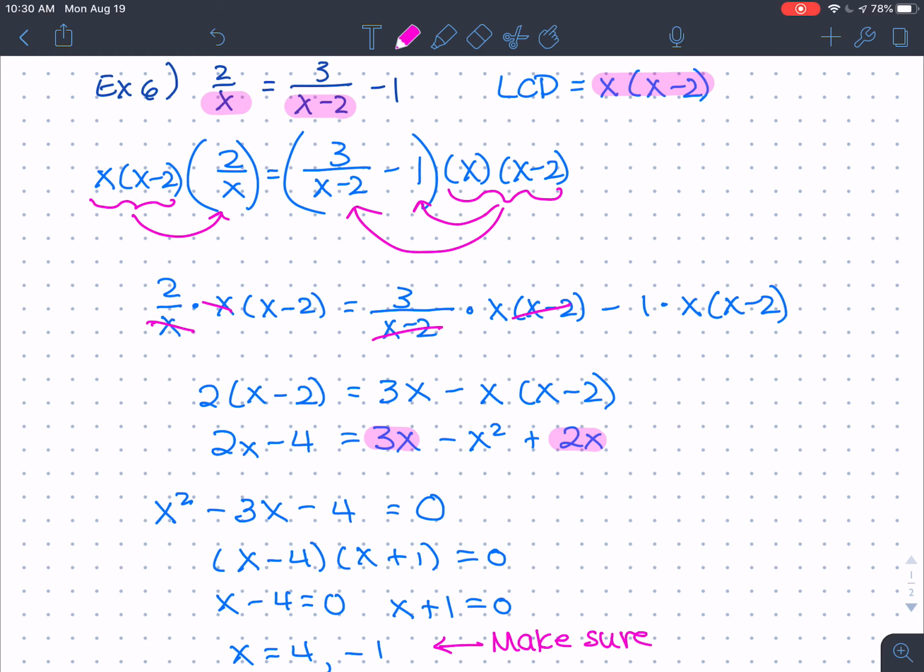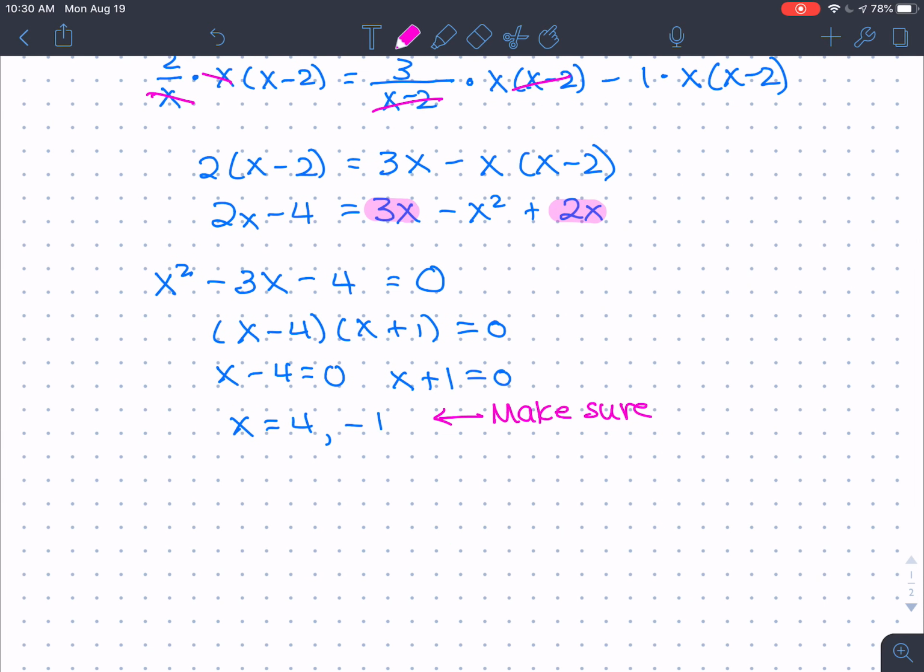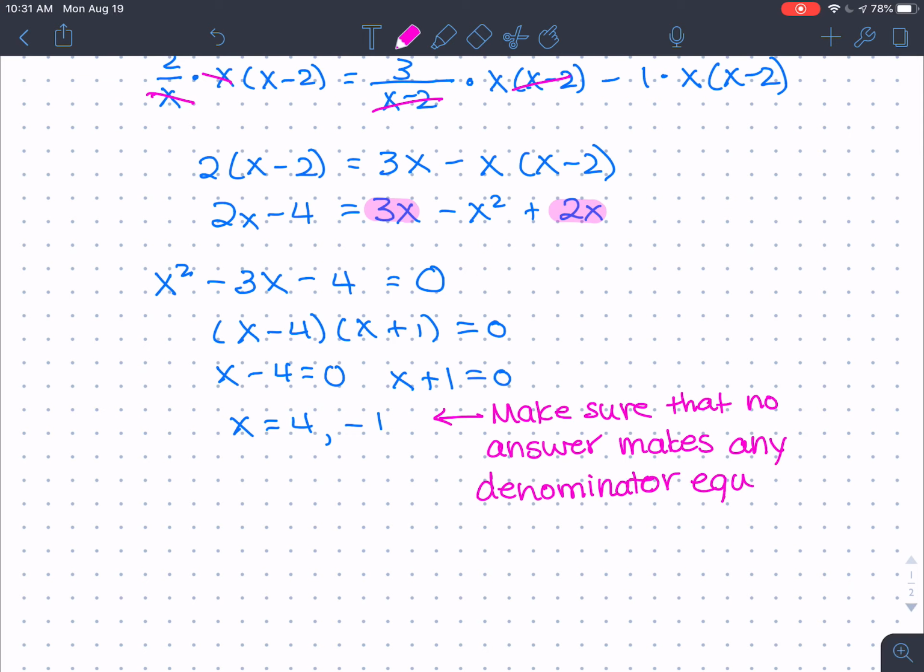Make sure, I'm going to move this up, that no answer makes any denominator equal 0. So the nice thing is checking for extraneous solutions on these is not too bad. You don't have to go back and plug it in the original equation. Just double check the denominators. It's a little mental check, and you're good.